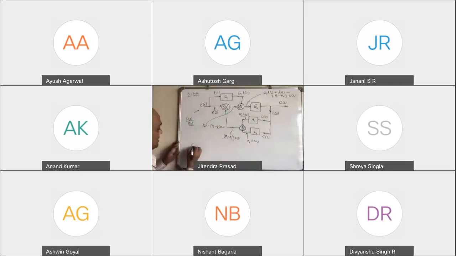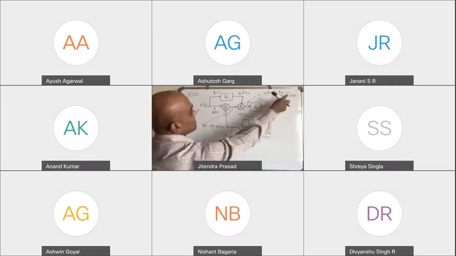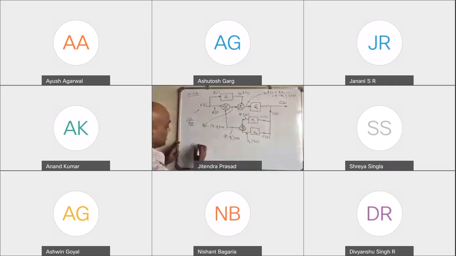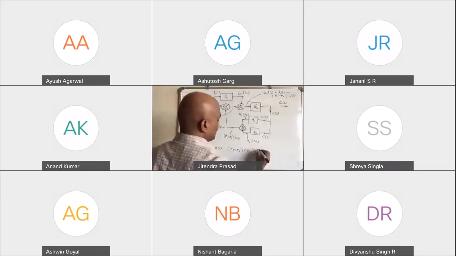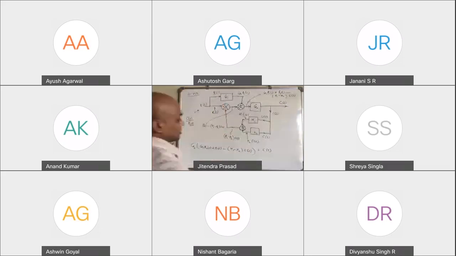So what we get is G2 times this value should be equal to CS. So G2 times G1 RS plus RS minus H1 minus H2 CS, the whole thing multiplied by G2 has to equal CS. So this equation you have, and this you have to solve.